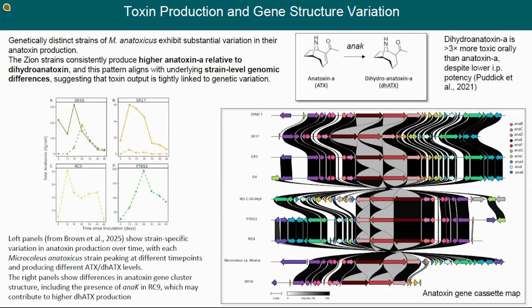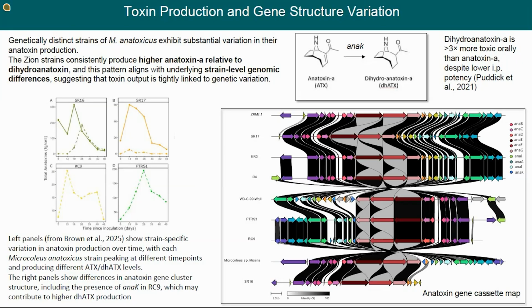Now, why are dihydroanatoxin and anatoxin important? Like, what is the difference? As Dr. Ramesh Goel said, dihydroanatoxin and anatoxin do not differ too much if you look at the chemical structure, but they are 3 times more toxic than anatoxin A. So it becomes important to study which species can produce which kinds of toxins, and which species is proliferating in our region. So this is one gene, ANA-K, which is responsible for this conversion, or it is hypothesized to be responsible for this conversion.